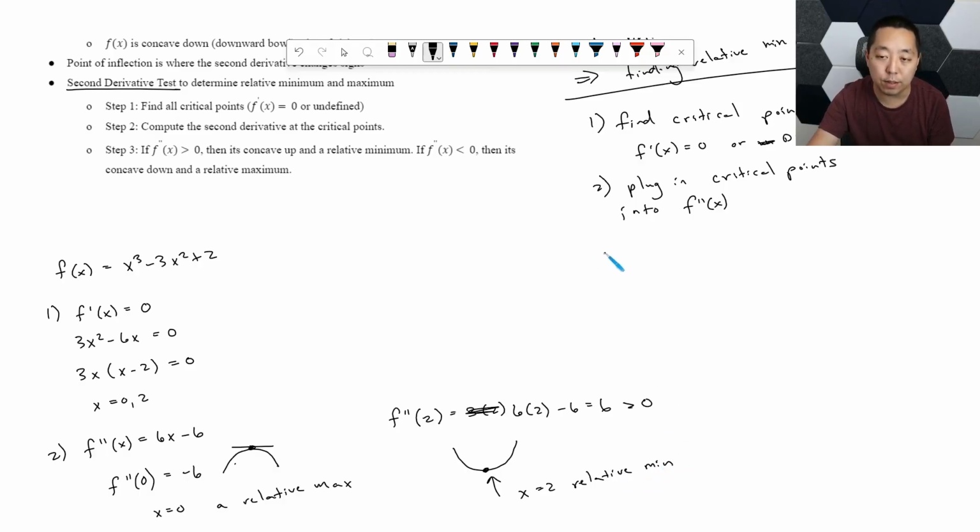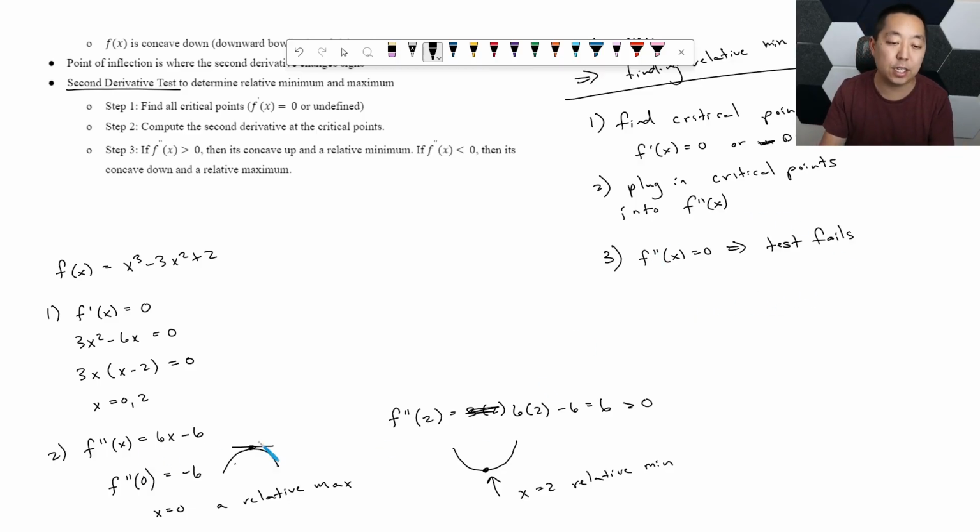Now, there's one thing we have to keep in mind here. This is the one weakness of this test. If you find the second derivative equal to 0, what that tells you is the test fails. That means we don't know whether it's a relative min or max. The test fails to give us an answer, and thus we don't know if it's a min or a max. So that's the one weakness.